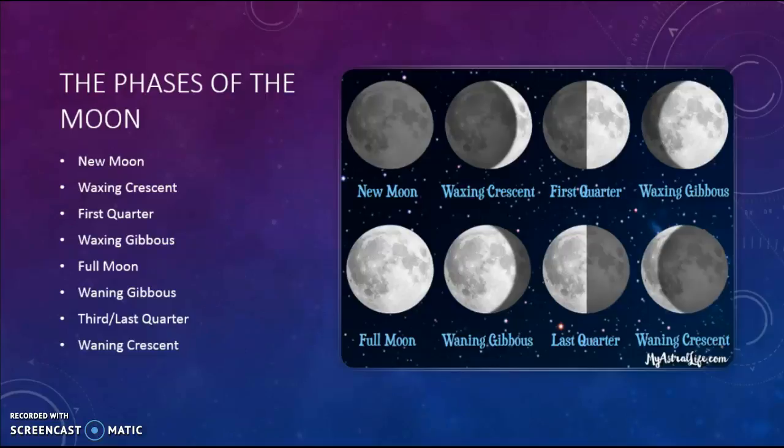The moon goes through 8 specific phases during a cycle of 29 days. After 29 days, the cycle starts over. So these are the 8 phases of the moon: new moon, waxing crescent, first quarter, waxing gibbous, full moon, waning gibbous, third or last quarter, and waning crescent. And then it starts all over again.